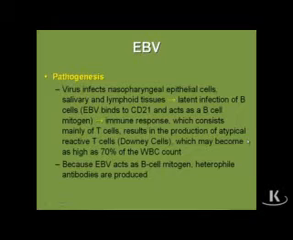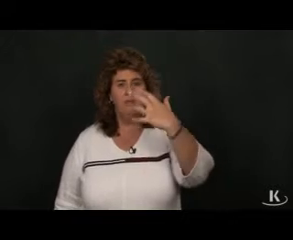EBV goes latent in B cells, okay? So you definitely have to remember the sites of latency. EBV goes latent in B cells and again uses the receptor CD21. And as is shown here, you're basically looking at a constant battle, because EBV causes nonspecific proliferation of B cells. Now your cytotoxic T cells are having to control the infection in the B cells.